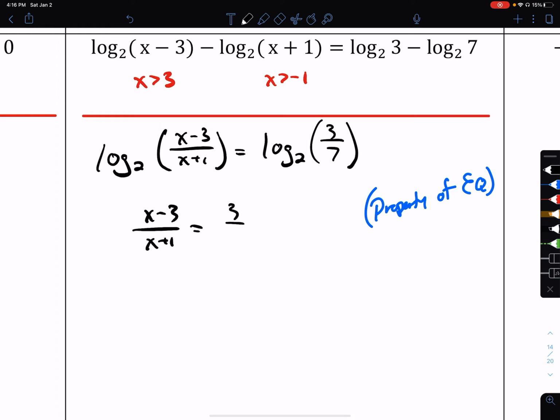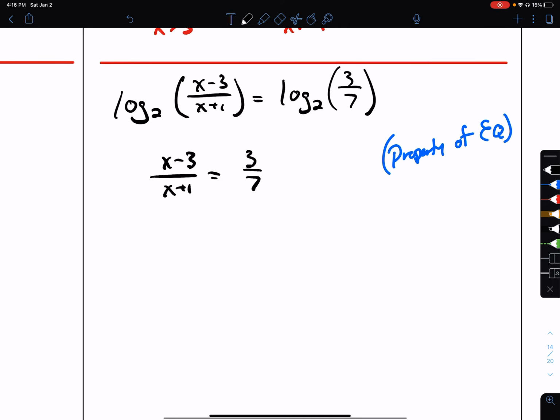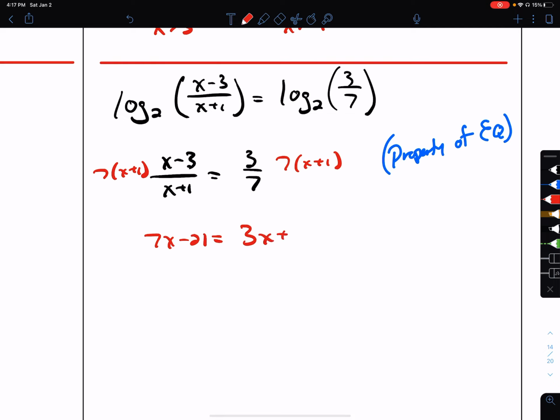Well, this is an Algebra 1 question now, although it's complicated for Algebra 1. I want to get rid of my fractions. I'm going to multiply both sides by 7 and x plus 1. On the left, the x plus 1's cancel, and I'm going to get 7x minus 21. On the right, the 7's cancel. It's going to give me 3x plus 3.